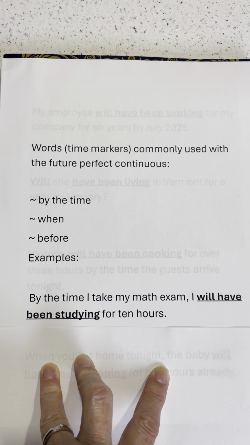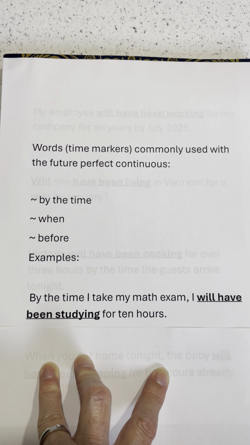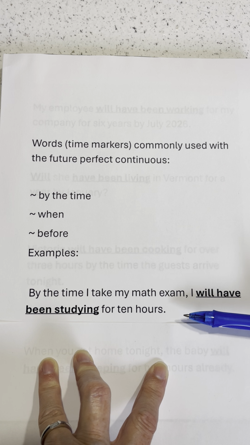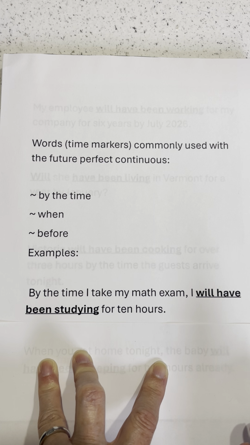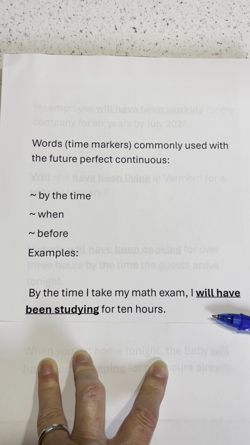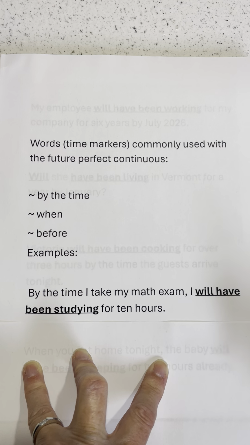But let's suppose that the test is on Monday, and we'll say today is Thursday. But I have decided that on Saturday and Sunday, I'm going to study for 5 hours each day. So I know that I will reach 10 hours of studying. So with this one, we'll say that the action hasn't begun yet. But again, maybe it has on the other hand. So if my exam is tomorrow and I've been studying for 7 hours, yes, I could say by the time I take my math exam, I will have been studying for 10 hours. It's really unclear in this sentence.